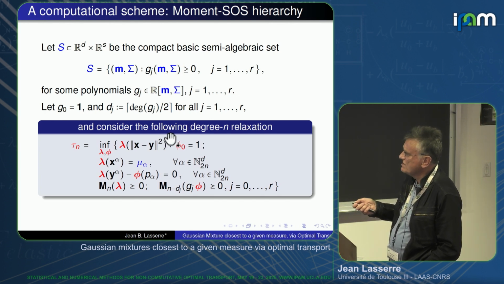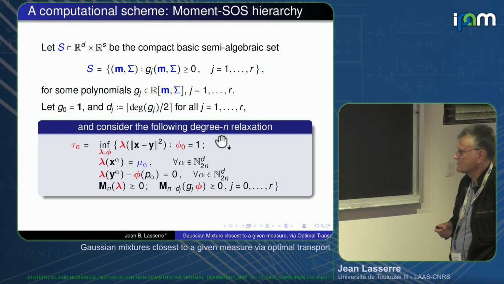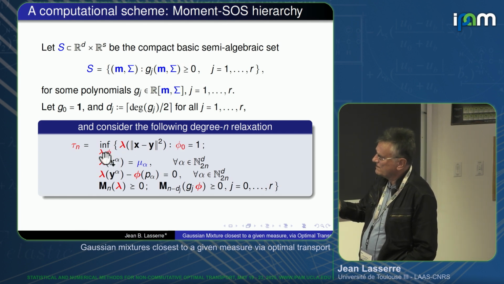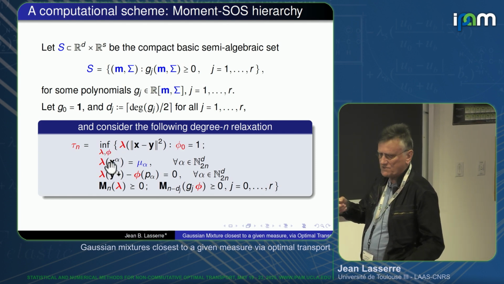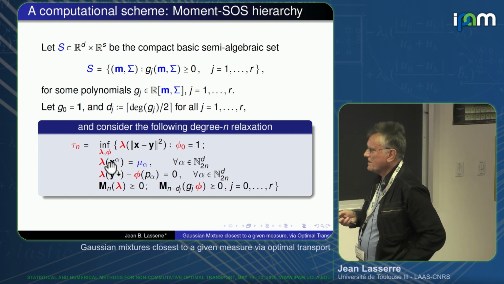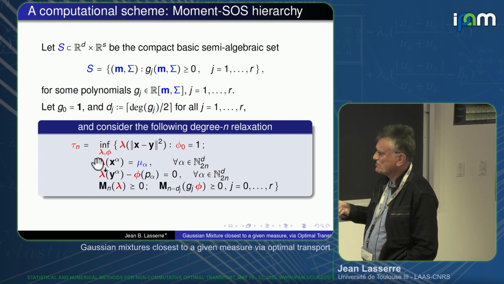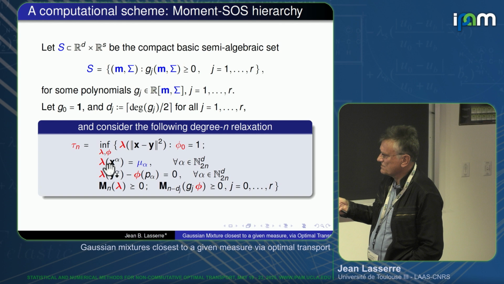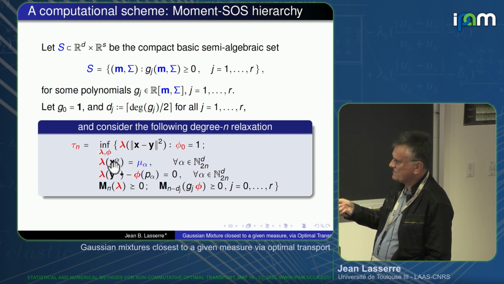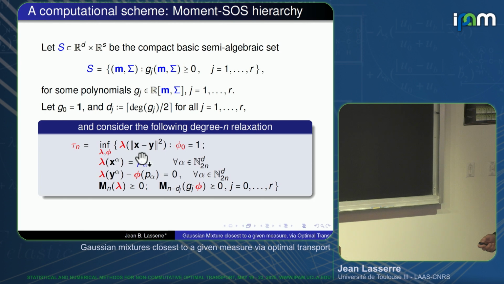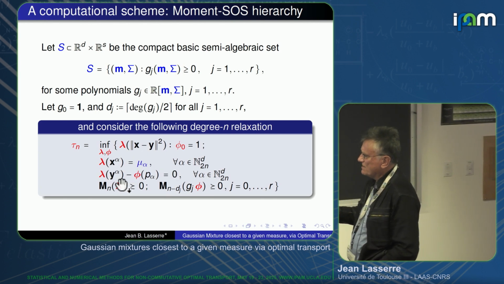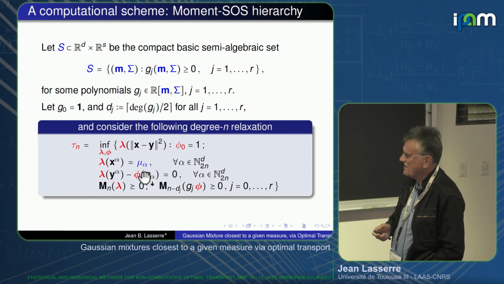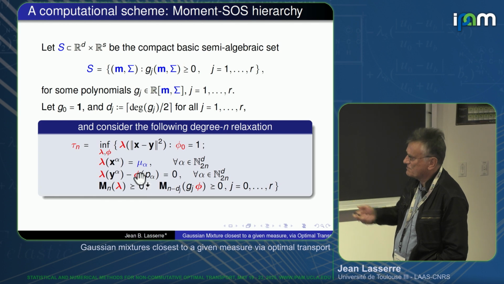That's basically the steps of the moment SOS hierarchy: instead of looking at the measures lambda and phi, you look at sequences of what we call pseudo moments. And we say that the pseudo moments of the measure lambda should be equal to mu alpha with respect to x. So this is a moment restricted to the variable x of lambda, the joint distribution. And when you restrict to y, the second variable, then the pseudo moment of lambda should be equal to phi p alpha, which is the alpha moment of the mixing measure phi.